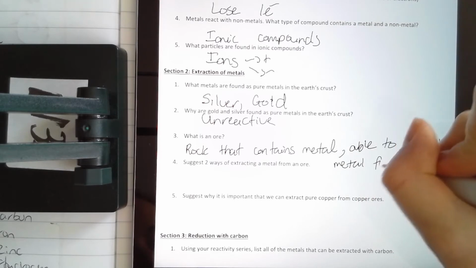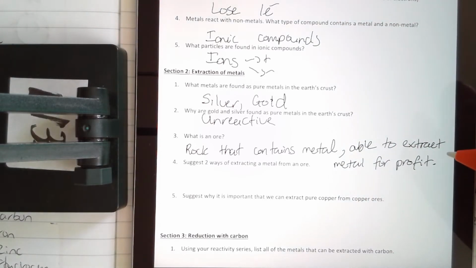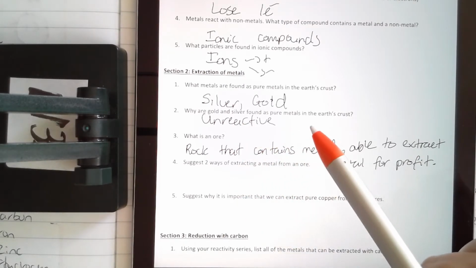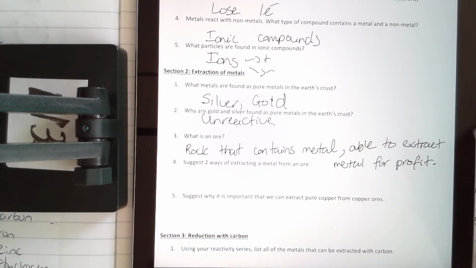for profit. So what I mean by that is if it's going to cost you £1,000 to get some iron out of a rock and you can only sell that iron for £50, you are not making a profit. That rock, even though it contains metal, does not count as an ore. So basically you need to have very good quality metal or a lot of the metal in order to call a rock that contains metal an ore. So that word profit needs to be in your definition.